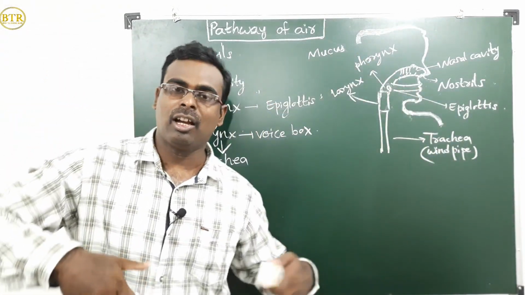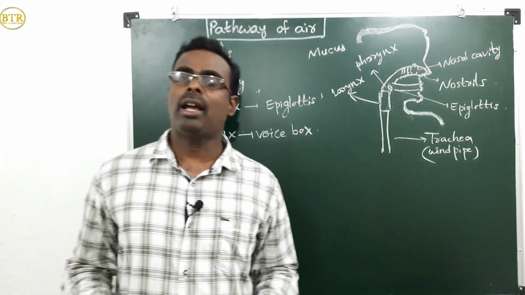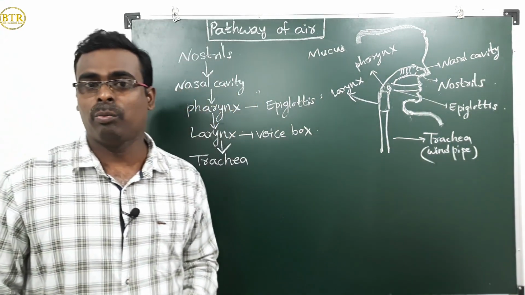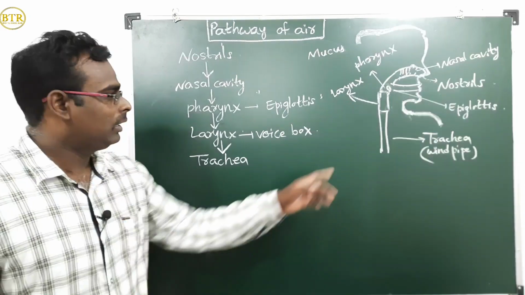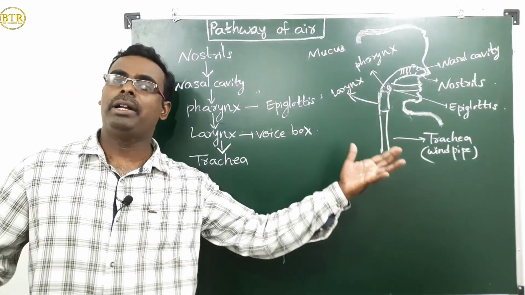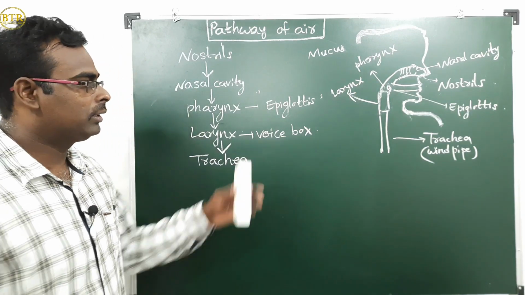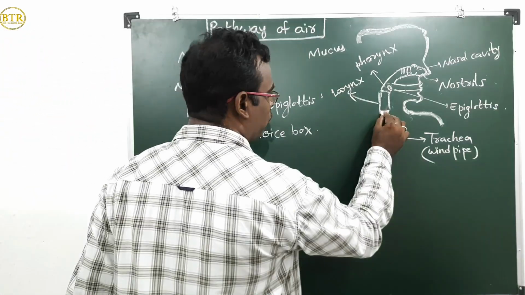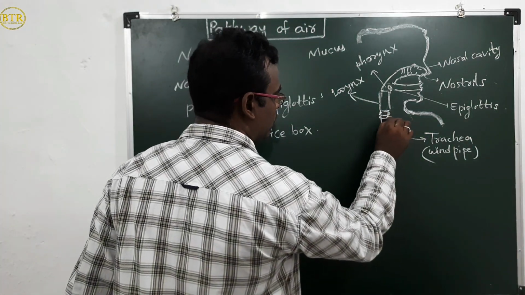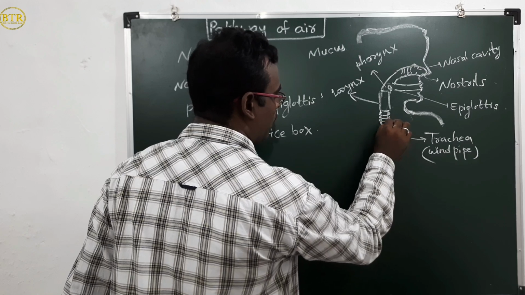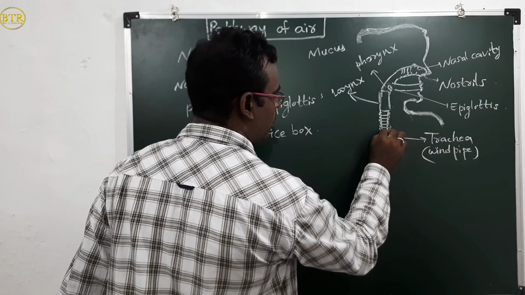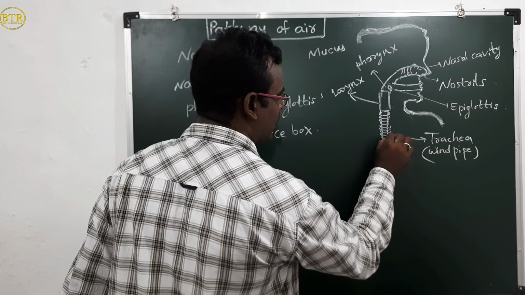When the air is coming out from the lungs, what happens? That air contains some pressure. Due to that pressure, the structure of the trachea may be damaged or collapsed. To prevent that, the trachea is made up of C-shaped cartilages. So it is made up of cartilage tissue. These are the cartilages, present in a C shape.